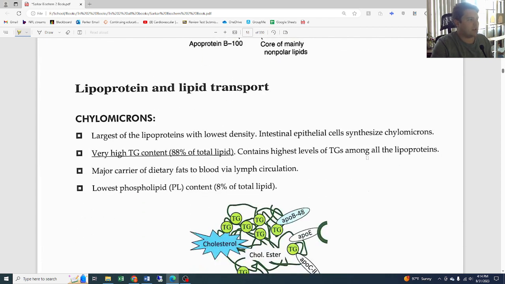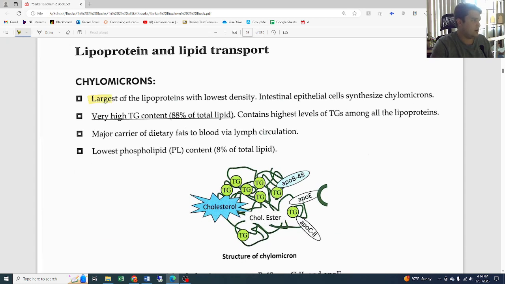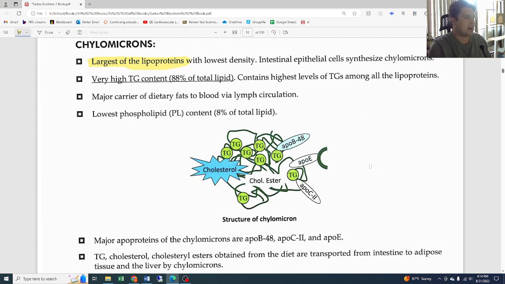Lipoprotein and lipid transport: we're talking about chylomicrons. These are the largest of the lipoproteins with the lowest density, meaning that they have a much higher ratio of fat compared with protein. The intestinal epithelial cells synthesize chylomicrons. They have a very high triglyceride content, which is 88% of total lipid. They contain the highest levels of triglycerides among all the lipoproteins. They're a major carrier of dietary fats to blood via the lymph circulation. Remember, this is really important when understanding the absorption of fats. It's via the lymph circulation. And they also have the lowest phospholipid content, 8% of the total structure.